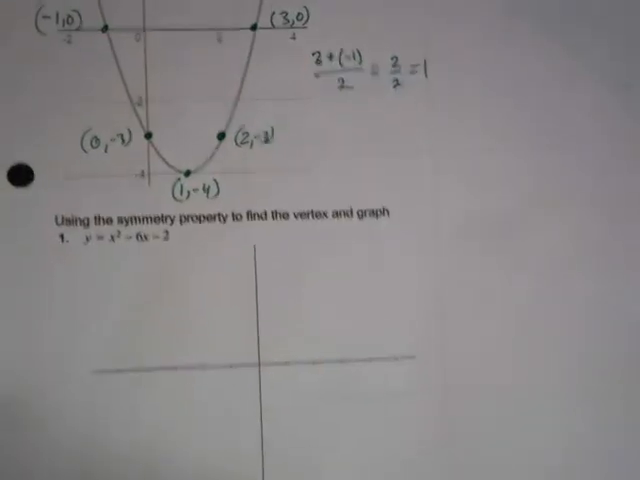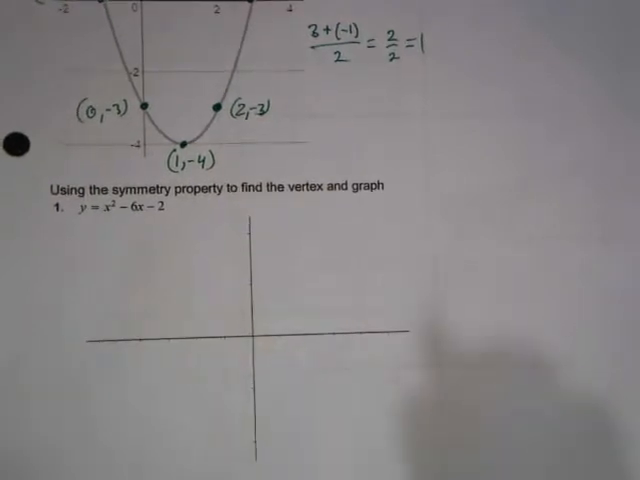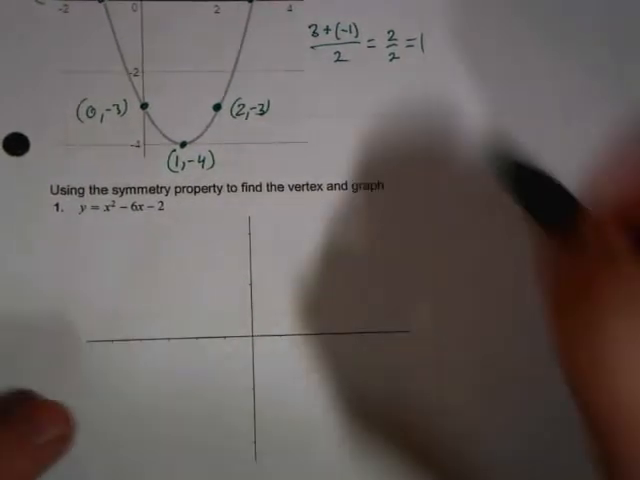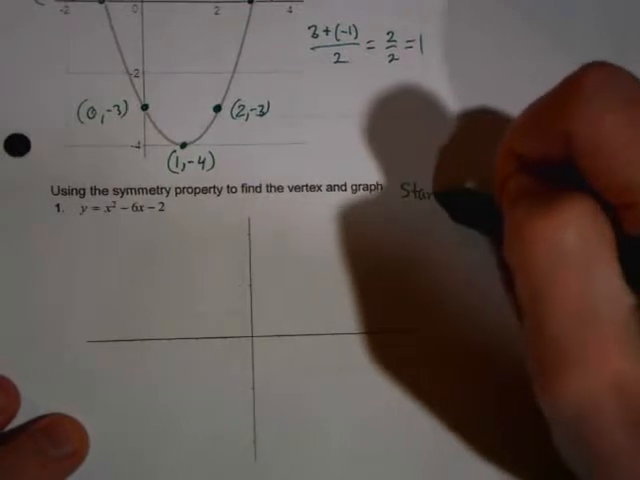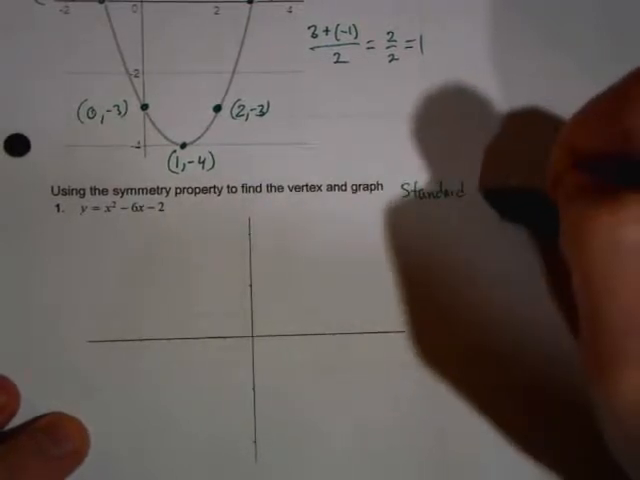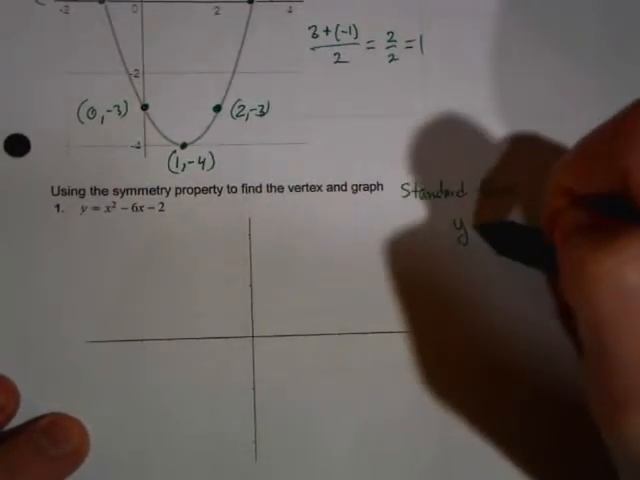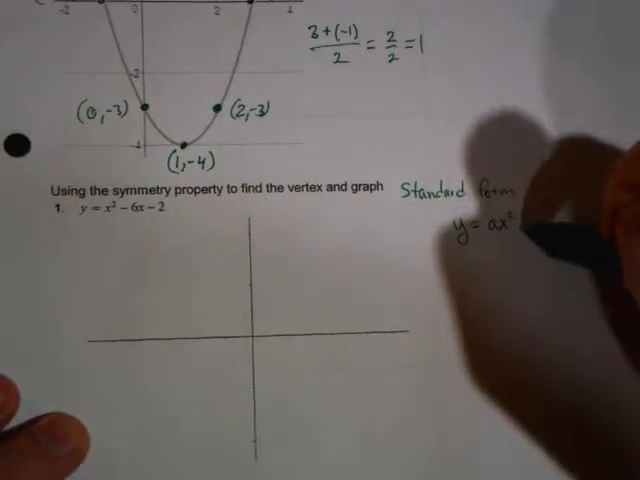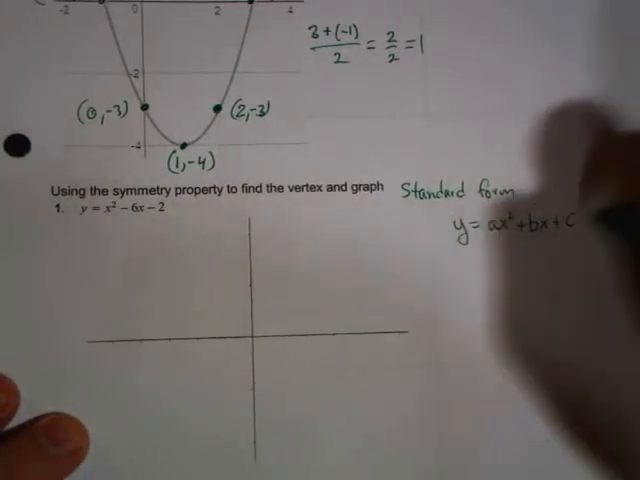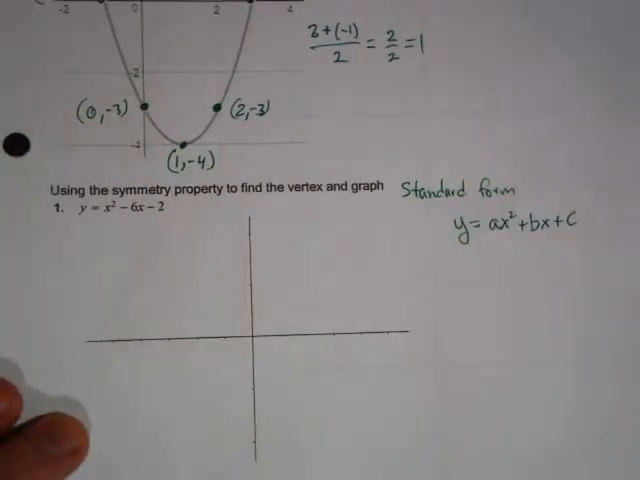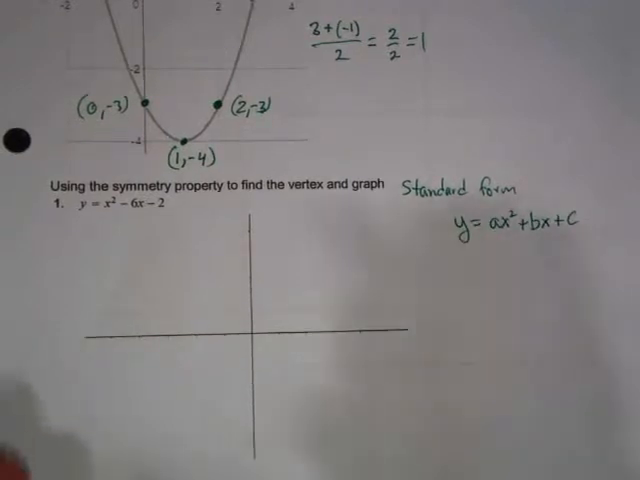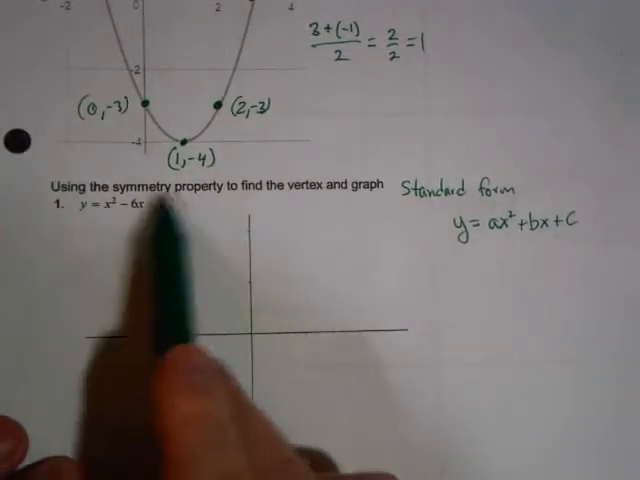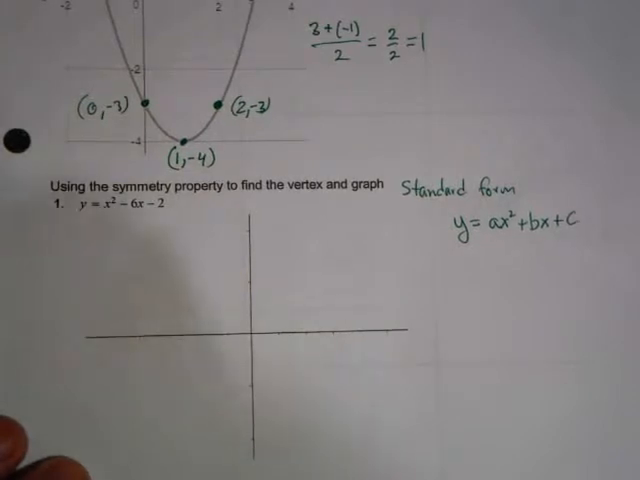So here we have a quadratic equation, and this is written in what's called standard form. Standard form is a fancy way of saying we have y equals ax squared plus bx plus c. That's called standard form of a parabola. What we want to do is graph this parabola. When we graph a parabola, the most important point to find is the vertex, so we're going to start by finding the vertex. And here's how we're going to do it.